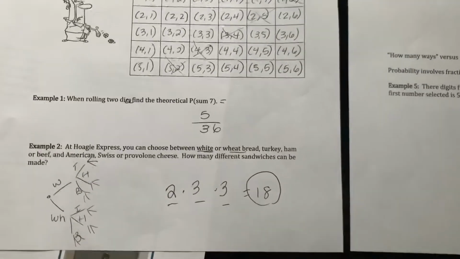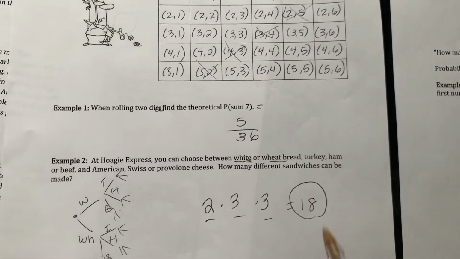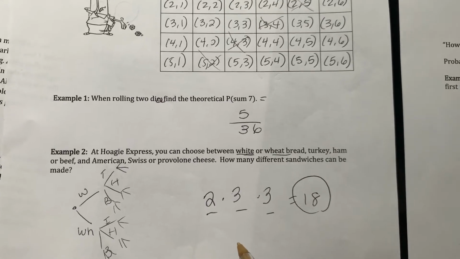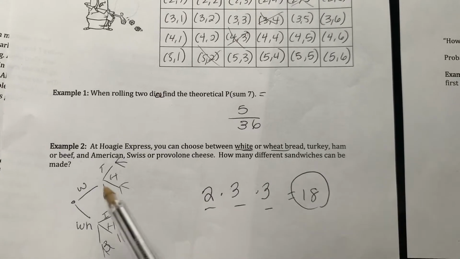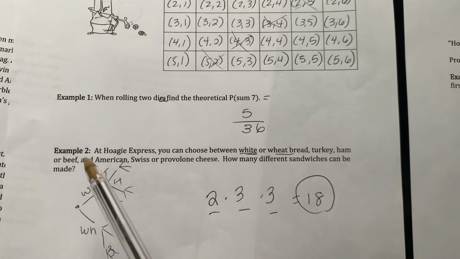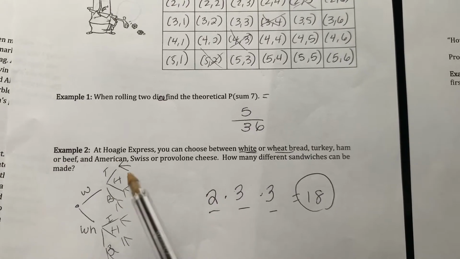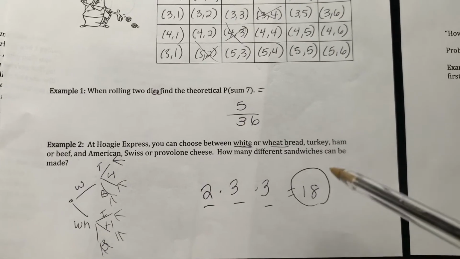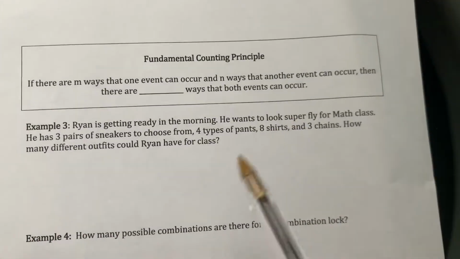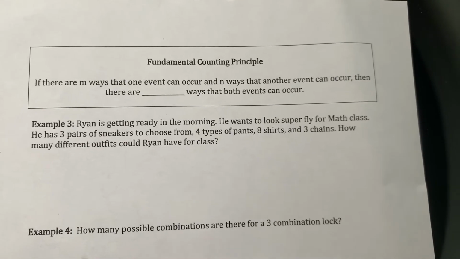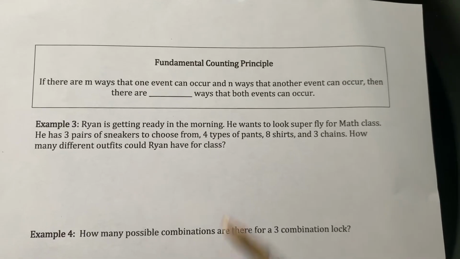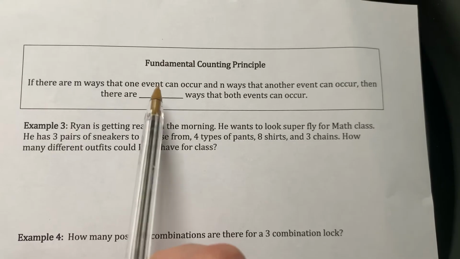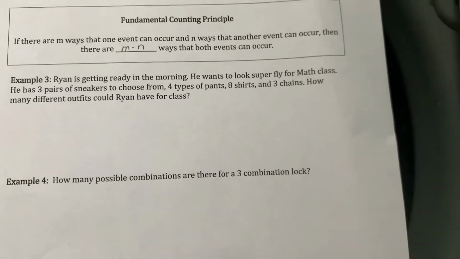Okay, so we're on the second part of probability. We just learned about the fundamental counting principle, which was this. If you have 2 ways to do one thing and 3 ways to do the next, and then 3 more ways to do the next, you're going to have a total of 18 ways. So the fundamental counting principle is a way to find how many ways the event can occur. If there's m ways to do one thing and n ways to do another, then there are m times n ways. So let's try another one.